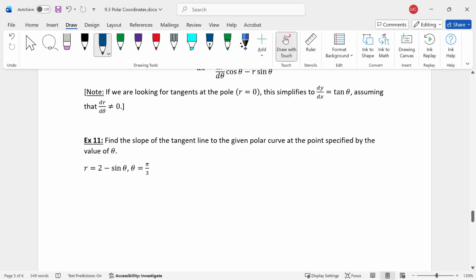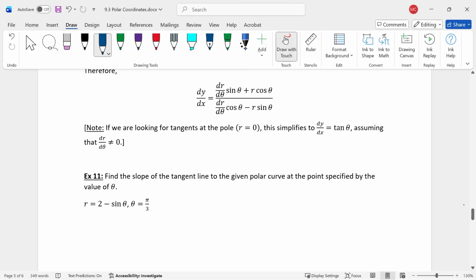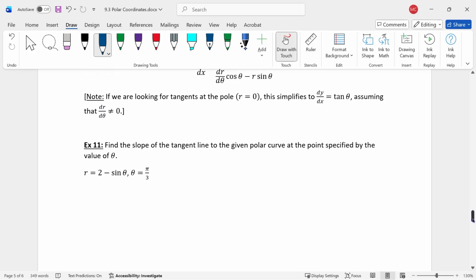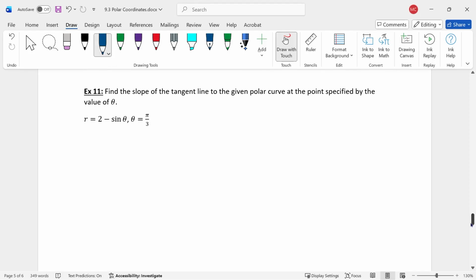Now, of course, this does assume that the derivative isn't 0, because then we wouldn't be able to divide by 0 there. We're not too worried about that at the moment. Let's go ahead and dig into an example. So this question says, find the slope of the tangent line to the polar curve at the point specified by the value of theta. All right, well, in order to do that, I need to find out what dy/dx is. So what's dy/dx?